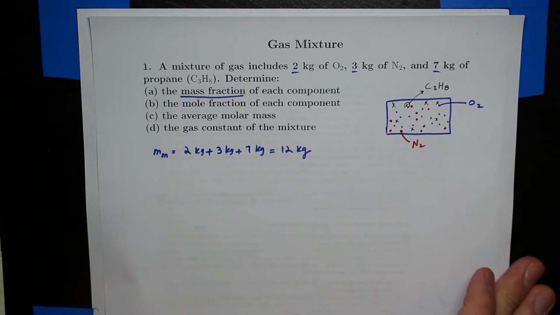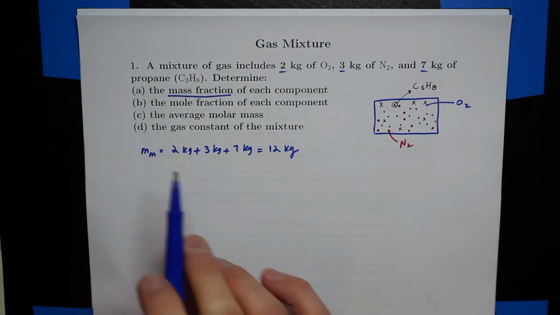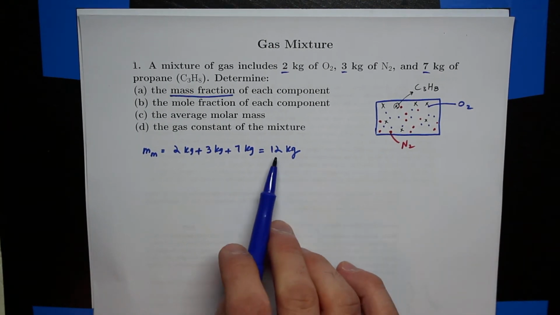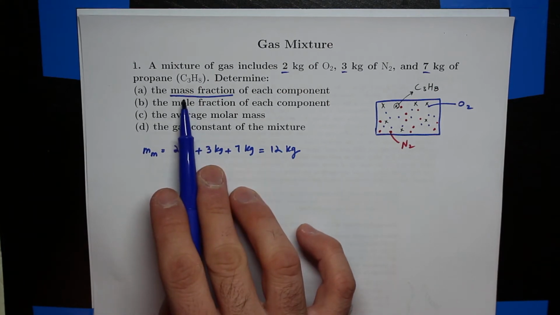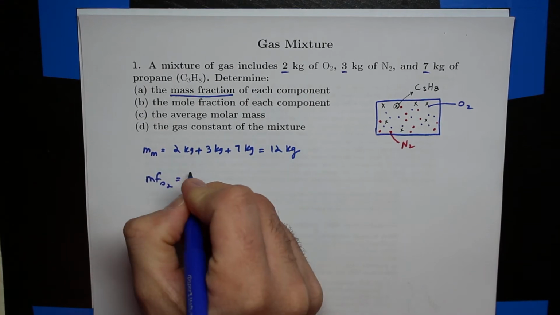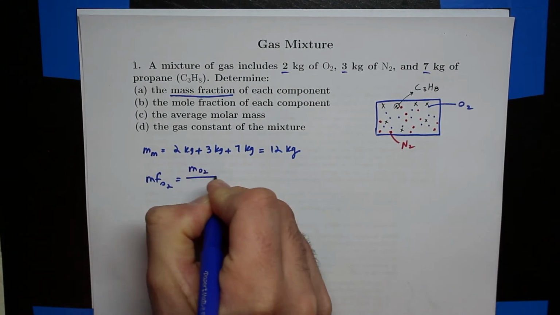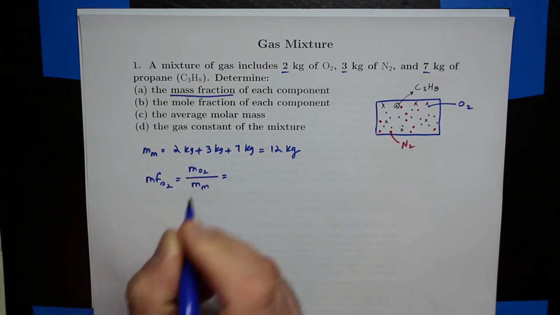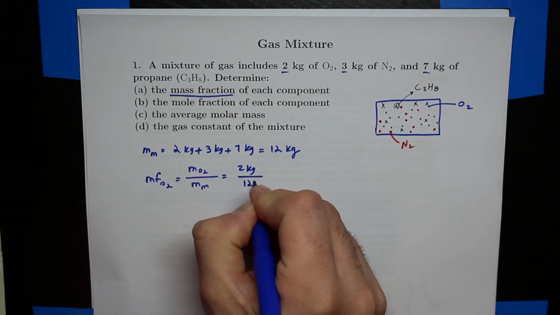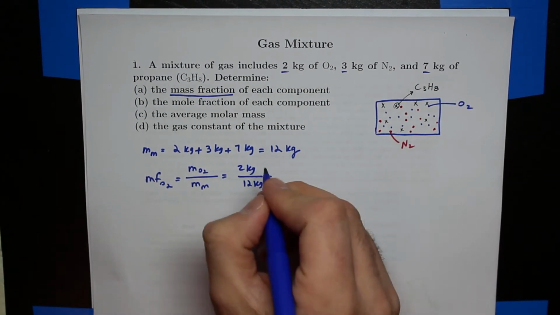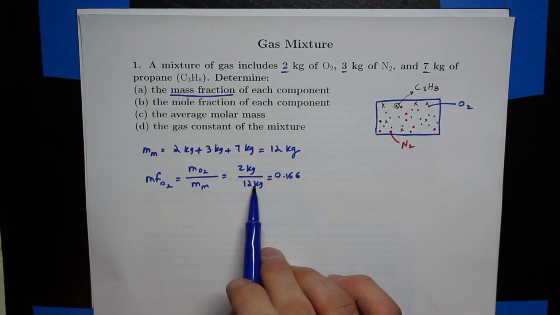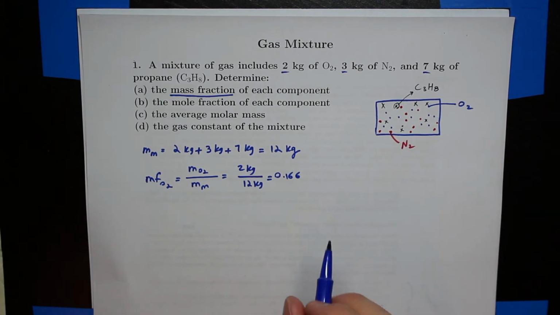Now, the mass of total components or mass of mixture is 12 kilogram. But this is not what we are asked for in part A. In part A, we want to find the mass fraction of each component. So mass fraction of oxygen is basically equal to mass of oxygen over mass of the mixture. So oxygen mass is 2 kilogram and mass of mixture is 12 kilogram. So that mass fraction is 0.166. And it's a dimensionless number because this is mass divided by mass. So there is no unit for that.